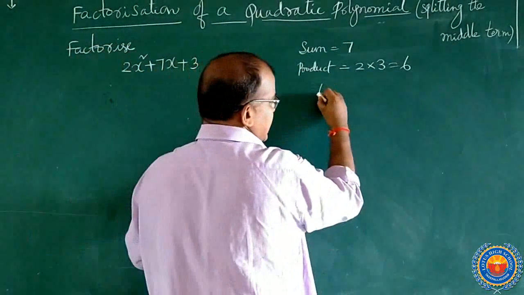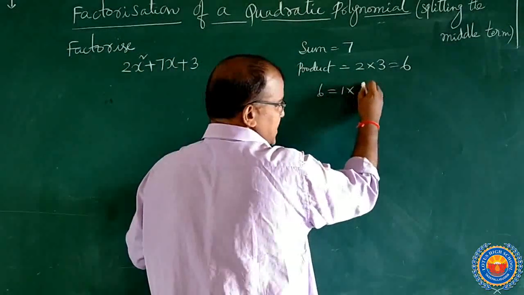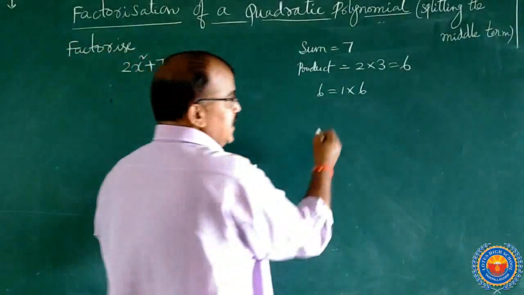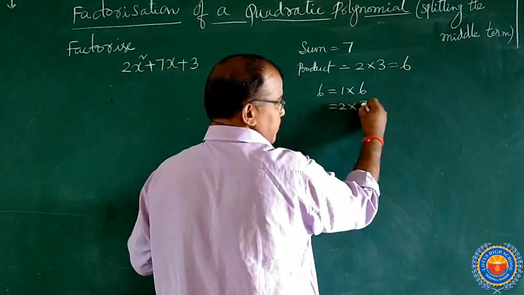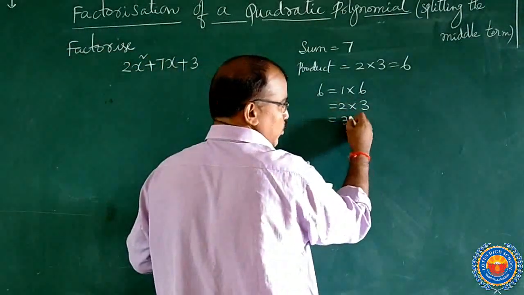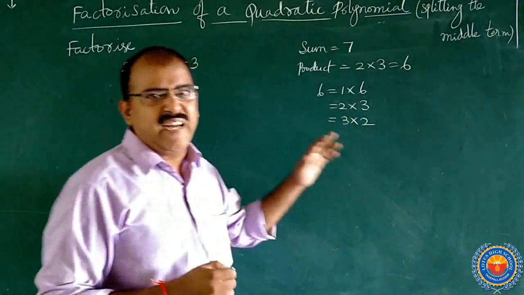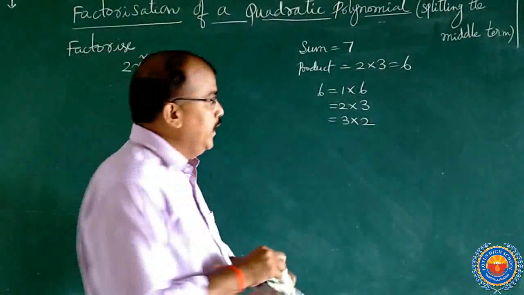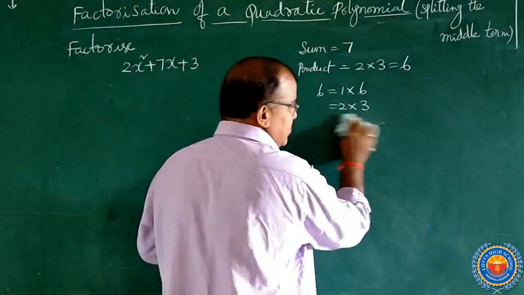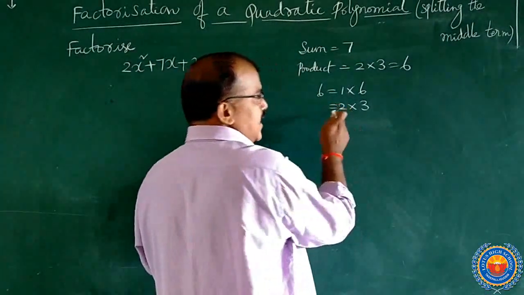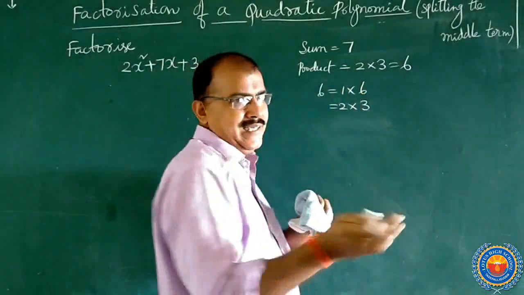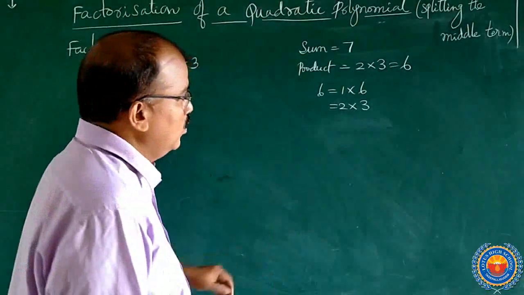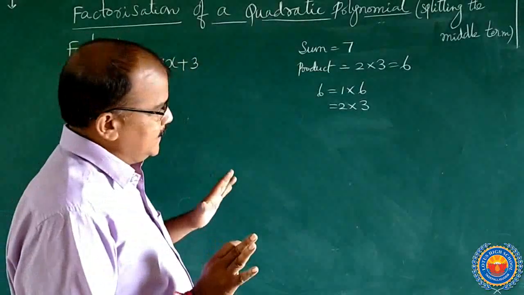Now go for factorization of 6. 6 is equal to 1 into 6. 6 is equal to 2 into 3. 6 is equal to 3 into 2. This one you can remove because 2 into 3 and 3 into 2 are both the same. That's why it is not required. So the factors of 6 are 1, 2, 3, 6. Already we did this in 6th class. Now, which is suitable for this?